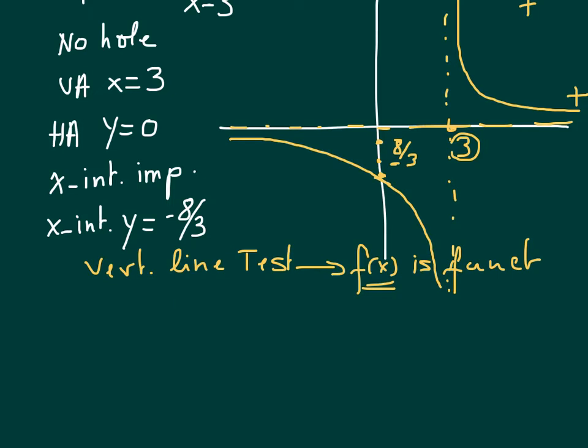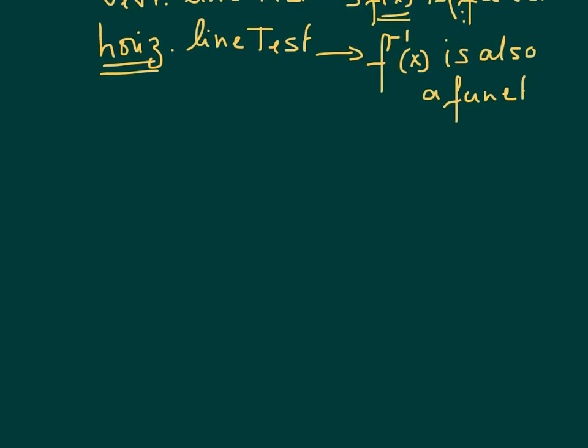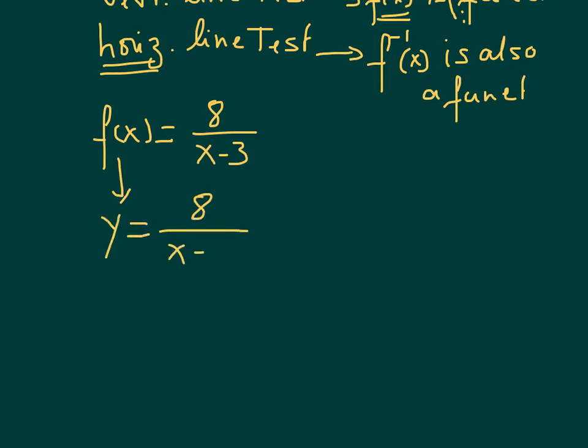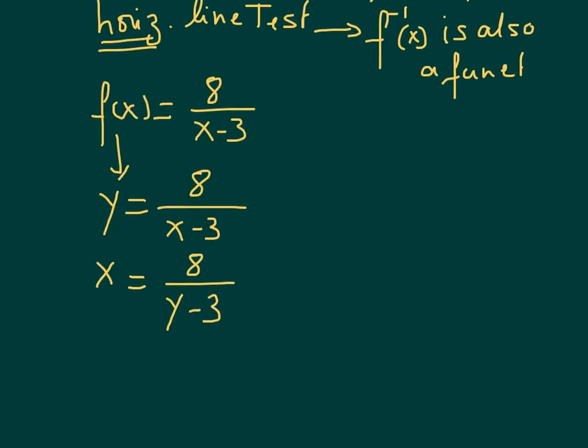Now, how do we find the inverse? This is the process. You take f of x is equal to 8 over x minus 3. You change f of x to y. You make it y equal 8 over x minus 3. You swap the x and the y. X becomes a y and y becomes an x. And then you have to solve for y.